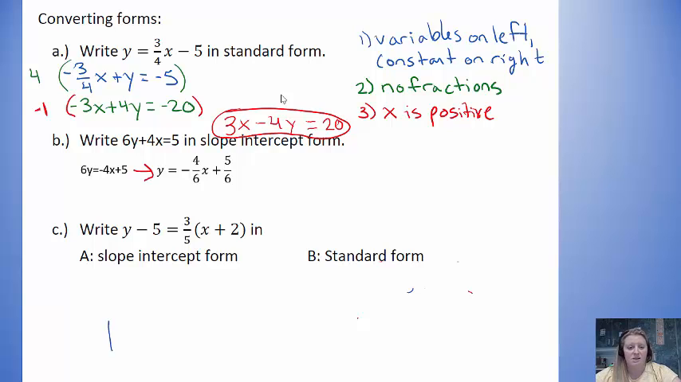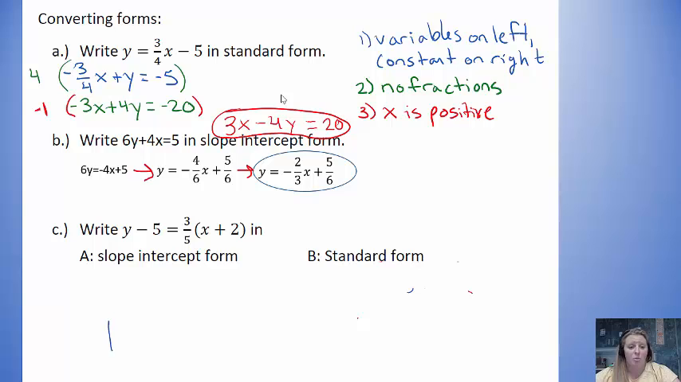And in this particular example, you have a fraction that can be reduced, so you want to make sure that your 4/6 becomes 2/3. And you have your slope-intercept form. So you went from slope-intercept to standard. You went from standard to slope-intercept.